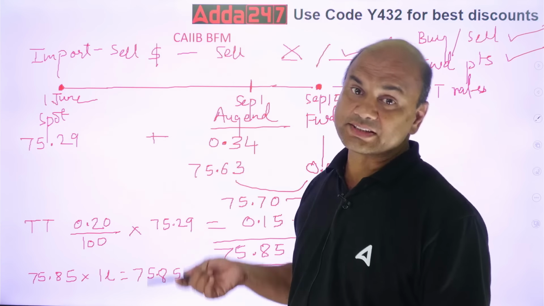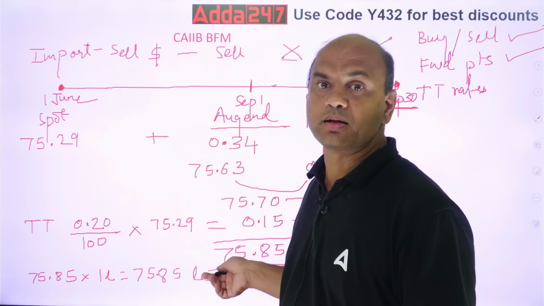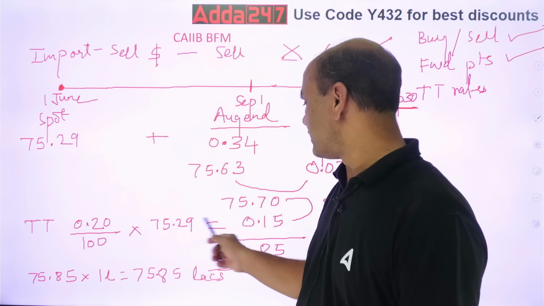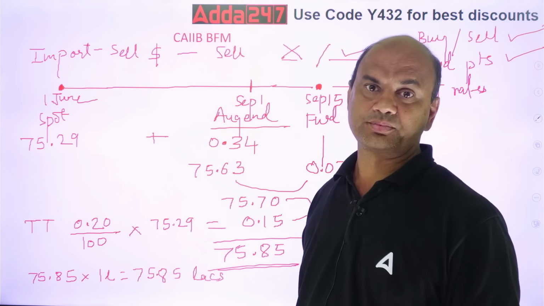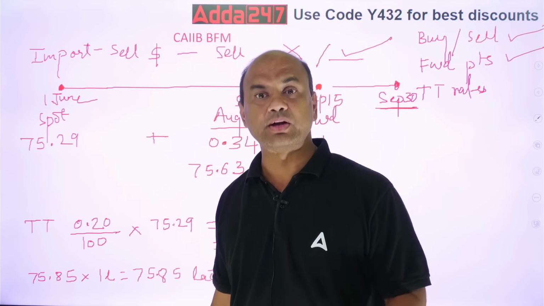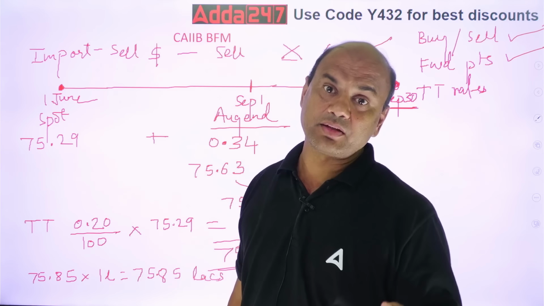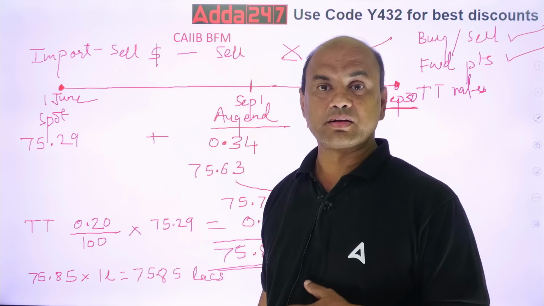Whenever you are selling anything, you have to add the TT margin. Why add? While selling, why do we add? And while buying, we subtract it. Why do we add it while selling?